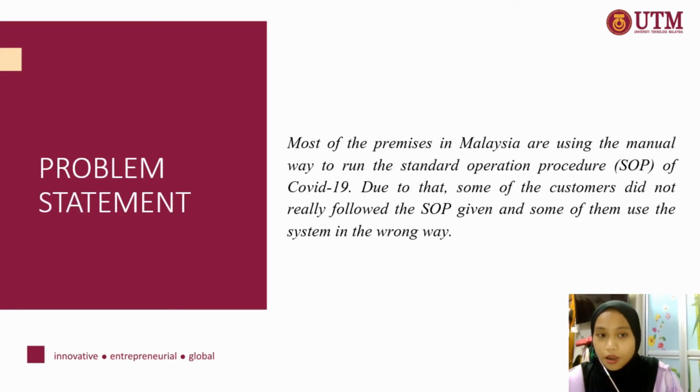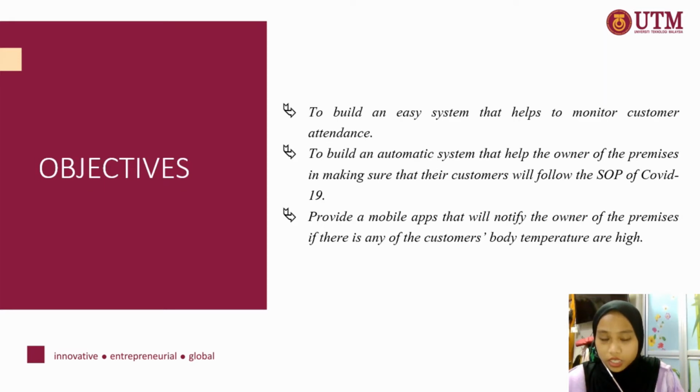In Malaysia, most of the premises are using a manual way to run the SOP of COVID-19. Due to that, some of the customers did not really follow the SOP given, and some of them are using the system in the wrong way. Therefore, our objective is to build an easy system that helps to monitor the customer attendance, and to build an automated system that helps the owner make sure that the customers will follow the SOP of COVID-19.